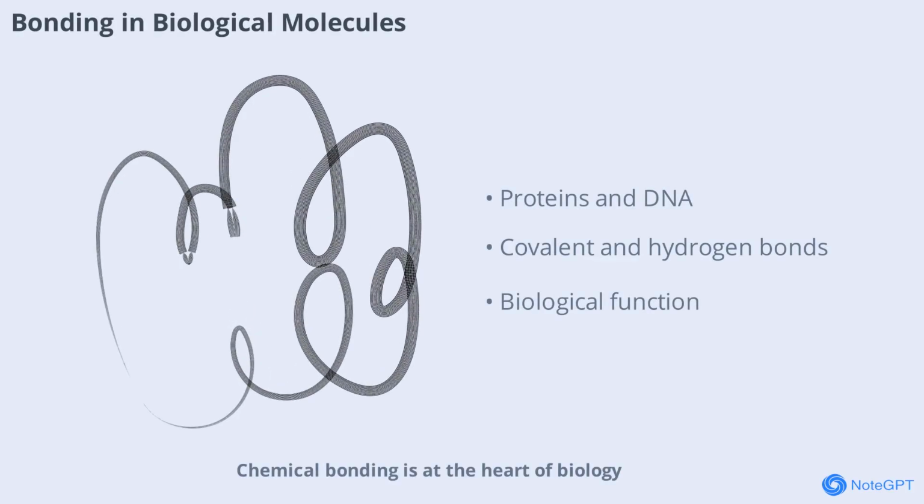Chemical bonding is at the heart of biology. The structure and function of proteins, DNA, and other biomolecules depend on covalent, ionic, and hydrogen bonds. These bonds determine how molecules fold, interact, and carry out life processes. Understanding bonding in biological molecules is essential for fields like genetics, medicine, and biotechnology.